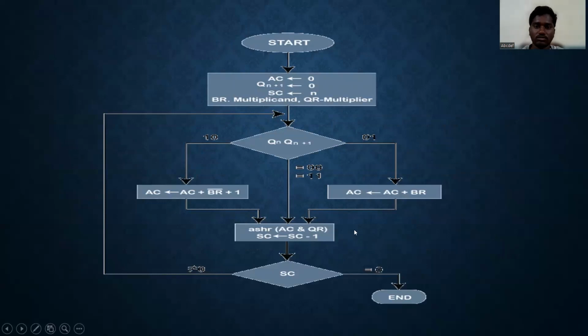This is the structure of the Booth multiplication algorithm. The process starts from the start, and AC and Qn+1 are the registers, and BR is the multiplicand and QR is the multiplier. AC has two branches. On the left side is AC plus BR bar plus 1, and the right side is 0, 1, that equals AC plus BR, and ASHR AC plus QR, SC equals sequence counter, SC minus 1, and at the end it ends the process.